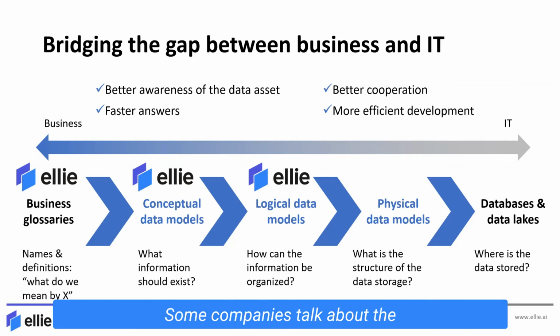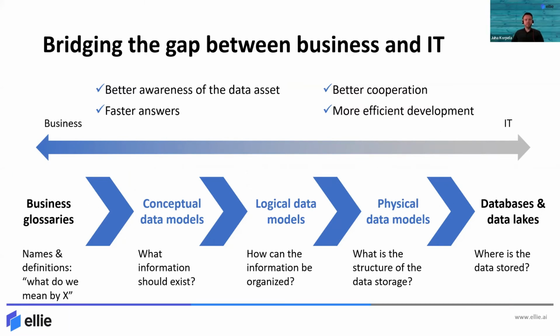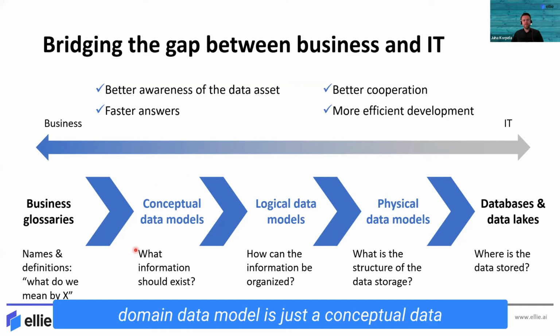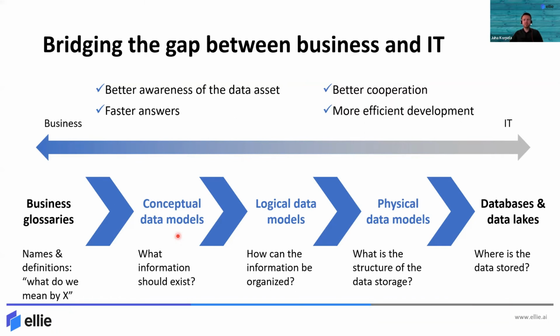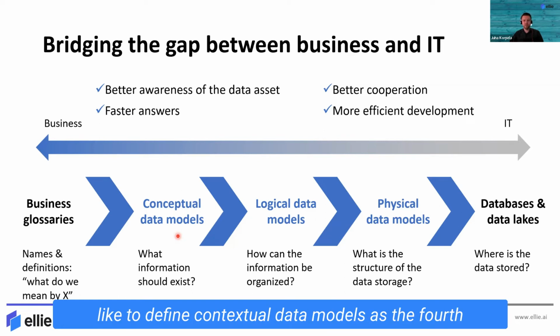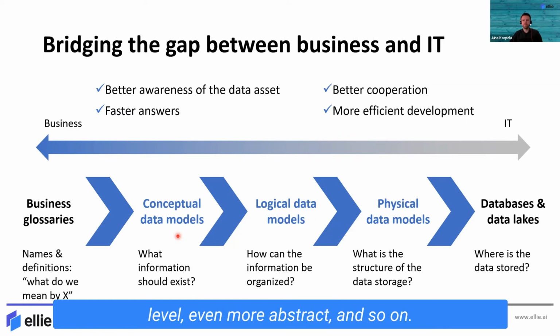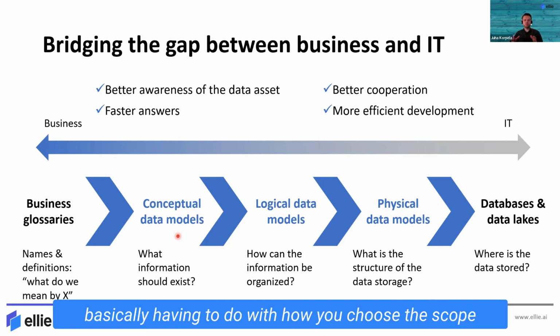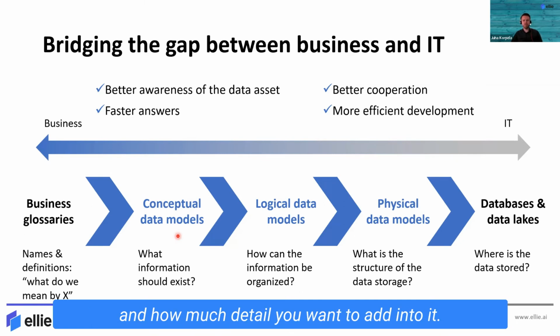Some companies talk about a domain data model. Where would that be? Is that somewhere between conceptual and logical? I like to think that a domain data model is just a conceptual data model where its scope is just the domain. The level of detail between various conceptual data models might change, and I do know that, for example, some people like to define a contextual data model as the fourth level, even more abstract and so on. But I like to think of this as basically having to do with how you choose the scope and how much detail you want to add into it.